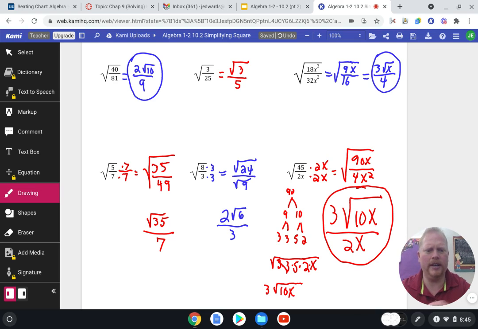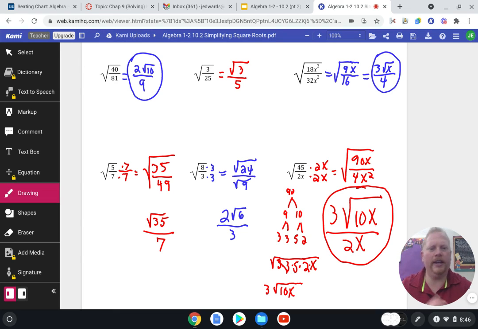And the answer is still pretty ugly, but that's as simple as we can make it. So 3 times the square root of 10x, and then all that is over 2x. Let's double check. Can anything reduce? The 3 and the 2 can't. Some people might say the 2 and the 10 can reduce, and then the x's can reduce, but that's not true because the 10x is underneath the square root, and the 2x is not. So they can't interact. So I think that's my final answer there, is 3 square root of 10x over 2x.